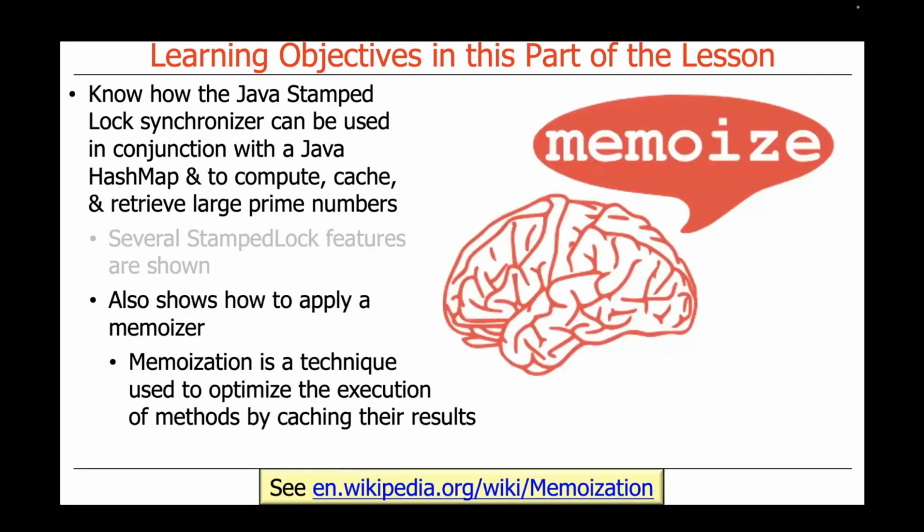We're also going to show how to apply a memoizer. Memoization is a technique that's used to optimize the execution of methods by caching their results. So you don't have to perform a long-running operation more than once. You can do it one time and then cache the results.